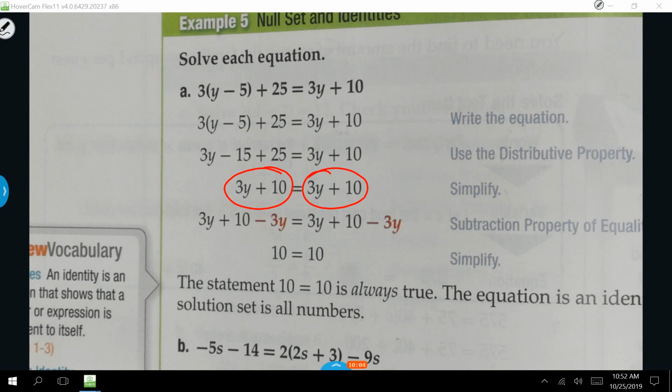Every single number would work. Think about it. Say it's 2. What's 3 times 2? 6. What's 6 plus 10? 16.